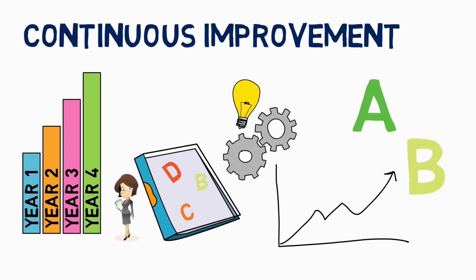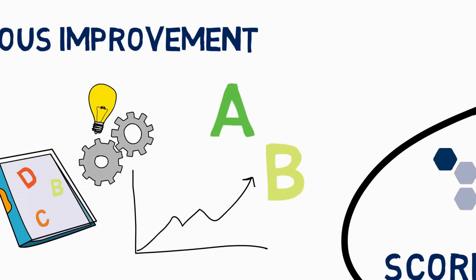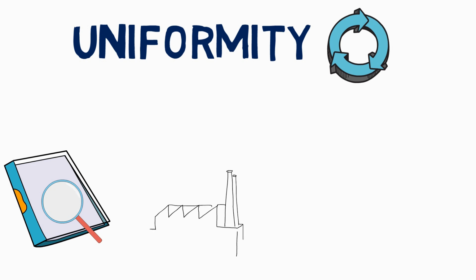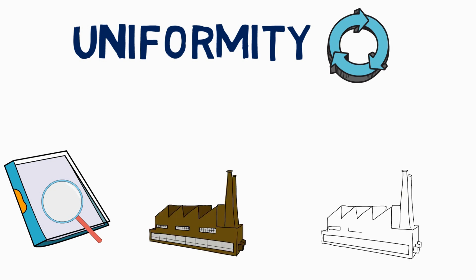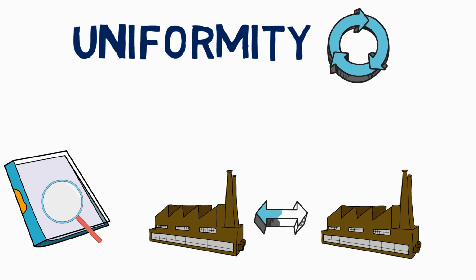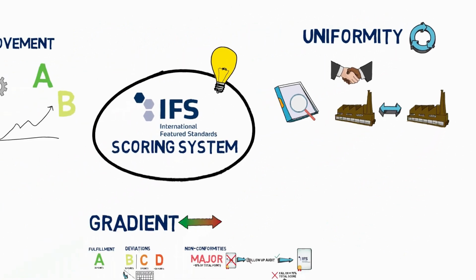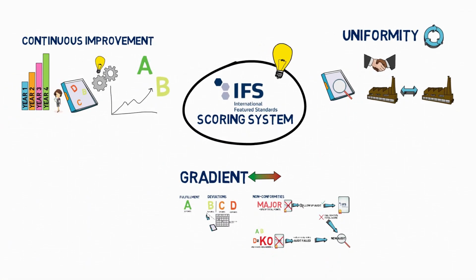And lastly, the scoring system provides a uniform basis for all audit reports. And because readers know exactly what each score means, reports and thus also companies can easily be compared. This is good news for companies, as the playing field is even and there's no room for shady tricks. All in all, our scoring system is at the heart of every IFS standard and is ultimately the thing that makes working with the IFS standards so easy.